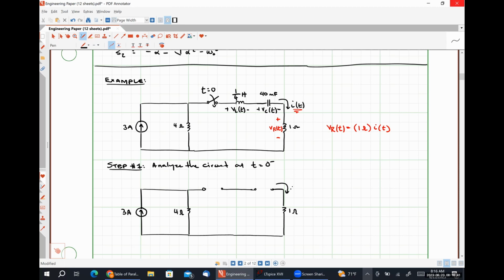Here is our current I at 0 minus. Here is our voltage VC at 0 minus. Our voltage VL at 0 minus. And those are the 3 things that we're going to need to know what's going on with at t is equal to 0 minus. So it should be very easy to see that I at 0 minus is 0 amps by inspection. VC at 0 minus is going to be 0 volts.